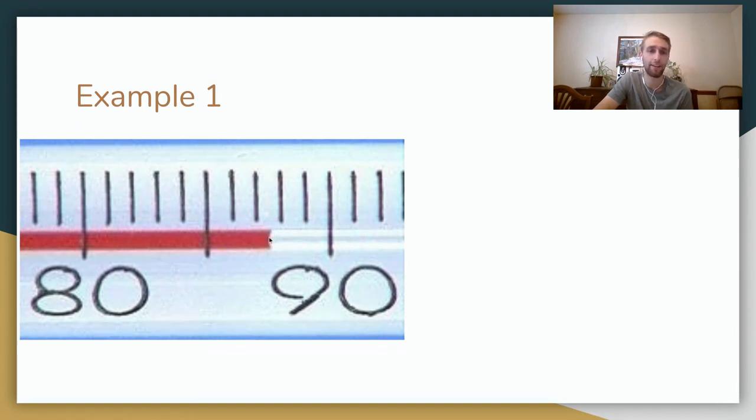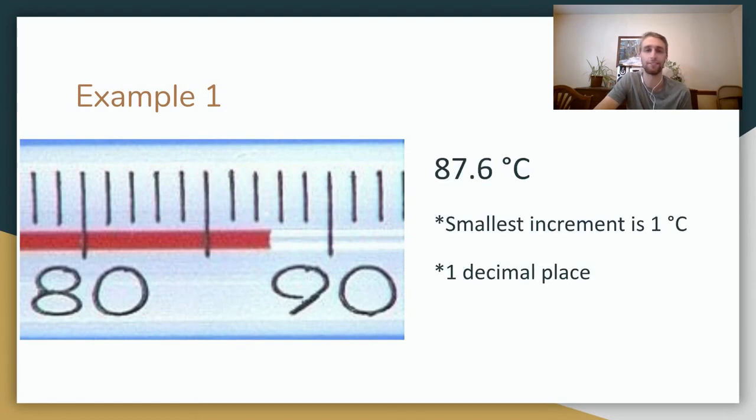Maybe that looks like 87.6 degrees Celsius. So a couple things here. One, notice that I included exactly 1 decimal place in my estimation. Notice I also included units because every measurement needs a number and units. And the way we knew to include 1 decimal place is by looking at the smallest increment that's marked and going 1 decimal place further.